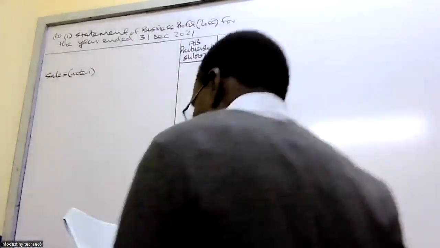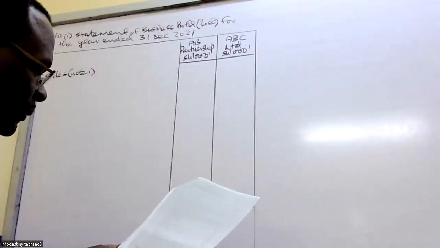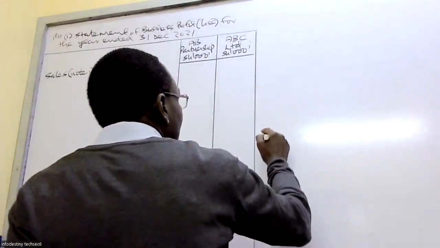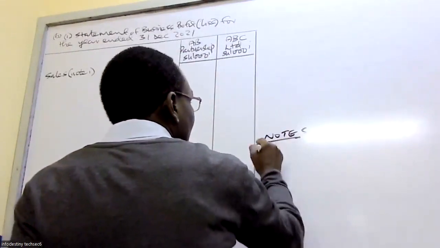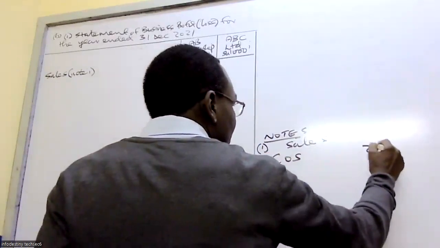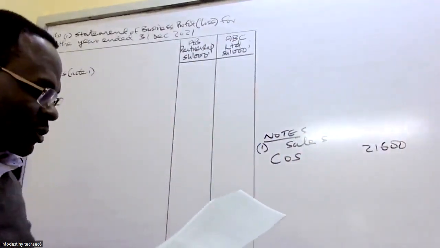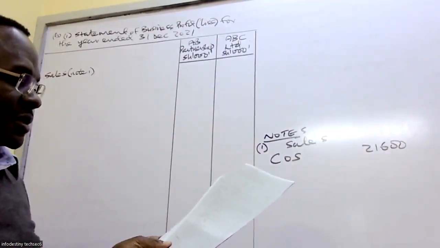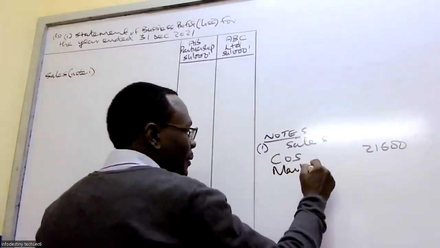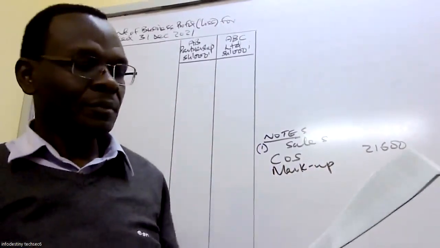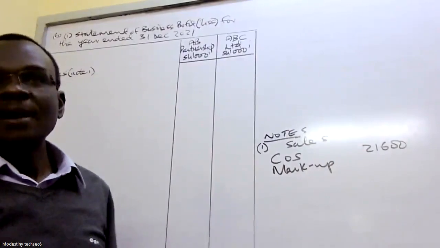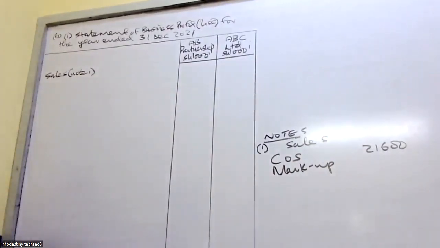If you look at note 6, it has cost of sales of 21,600. So we are looking for sales. Sales were uniform, at a margin of 25%, but this is cost of sales. We have to look for markup. So what is markup? If margin is 25%, markup is what? That small thing can make you get stuck.